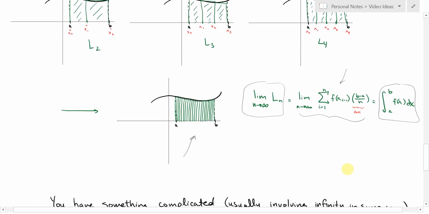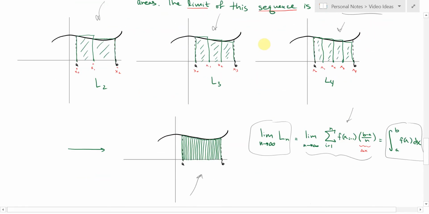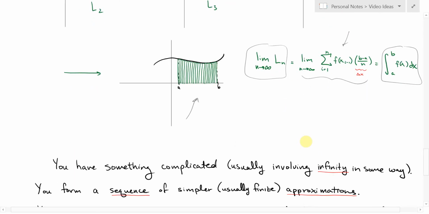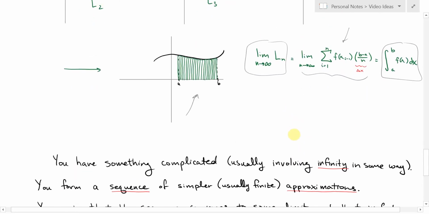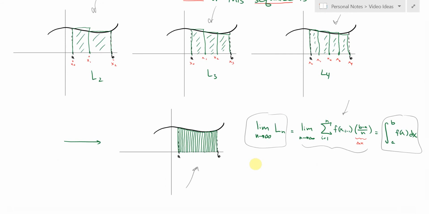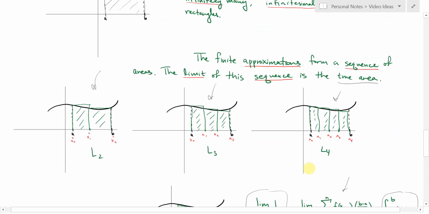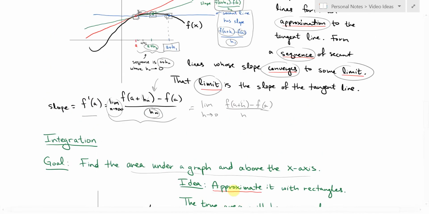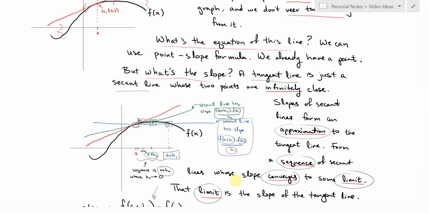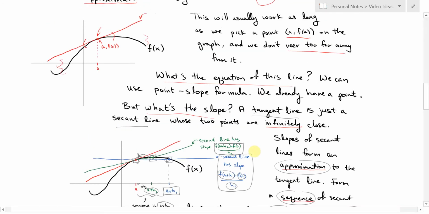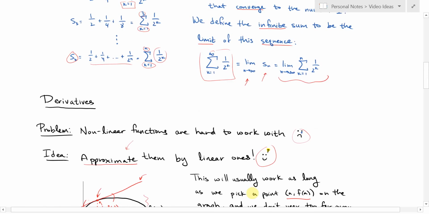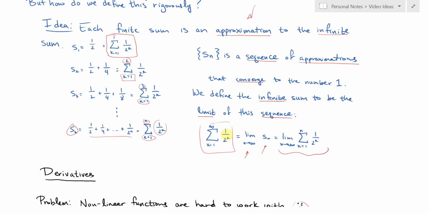Alright, so there's a pattern in each of these 3 examples, and it's the pattern that really represents the spirit of what analysis is. You have something complicated, and usually it involves infinity in some way. So here we wanted to have this kind of infinite number of rectangles, infinitely precise area, or here we kind of wanted a secant line. We wanted to find the slope of a secant line that had the 2 points infinitely close together, or we wanted kind of an infinite approximation to the nonlinear function. Here we wanted to sum infinitely many terms.